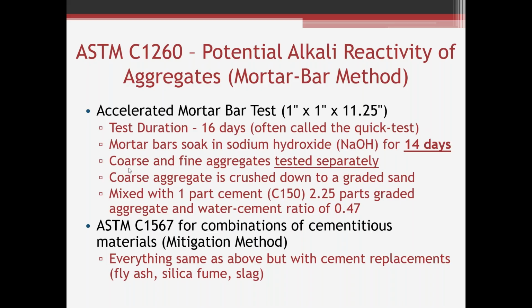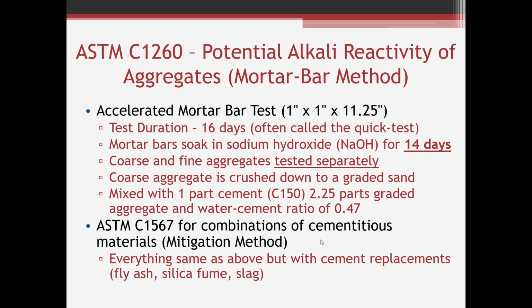You just crush down the coarse aggregate to get that graded sand, mix it with 2 1/4 parts aggregate, 1 part cement, and a water cement ratio of 0.47. ASTM C1567 is, for the most part, the exact same test method. Procedurally, it's the same, testing coarse and fine aggregates differently, crushing down the coarse aggregate to make a sand.